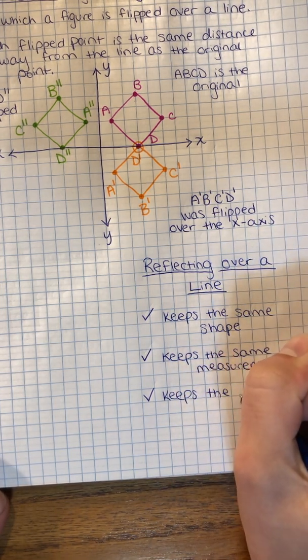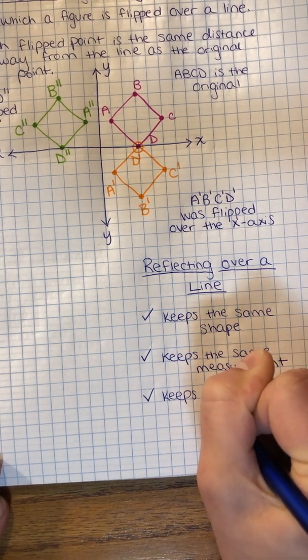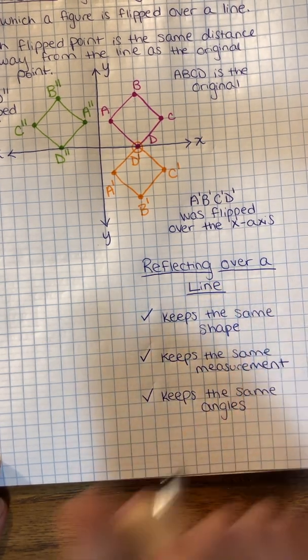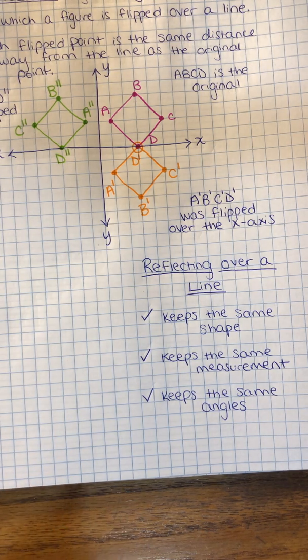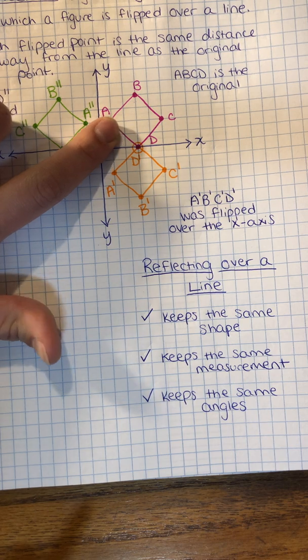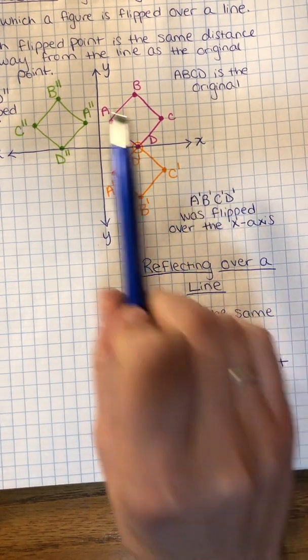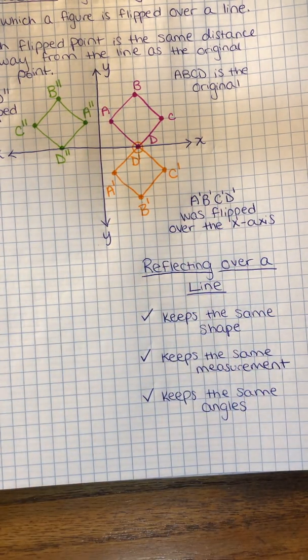reflecting over a line keeps the same angles. So like I said earlier, this square with 90-degree angles didn't just magically become a pentagon with 120-degree angles. It stayed a square, everything stayed 90, as it was successfully reflected over the x and the y axis.